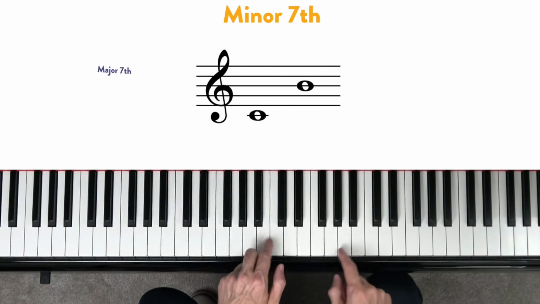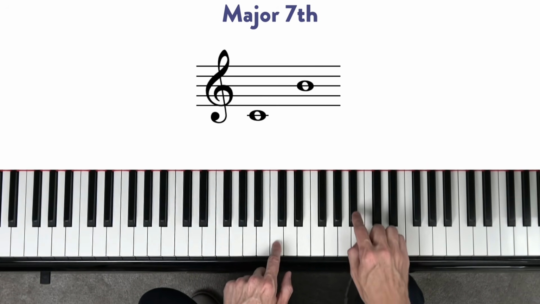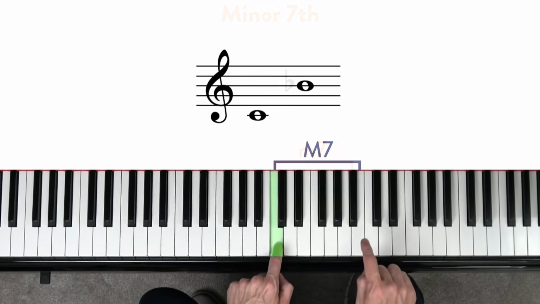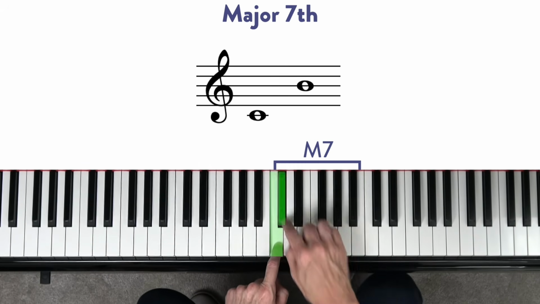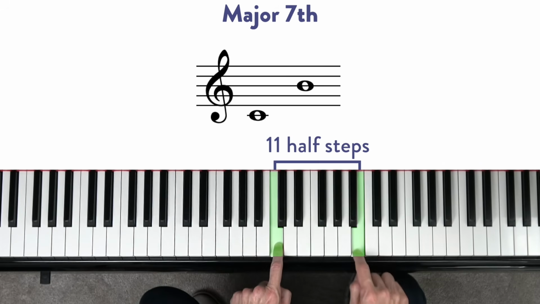Now, a major seventh is 1 half step wider than a minor. Here is our minor seventh. So a major seventh is the distance of 11 half steps.